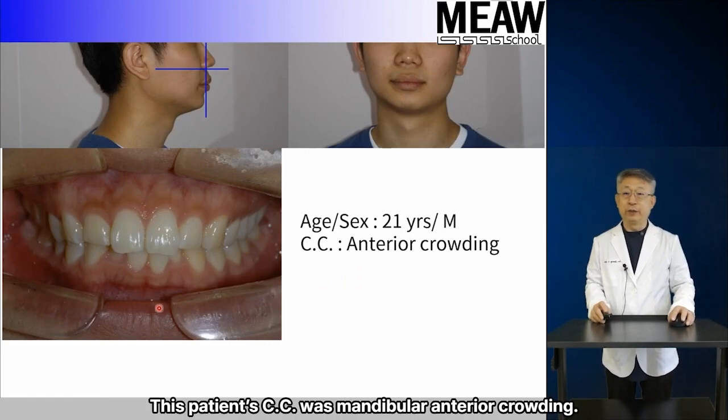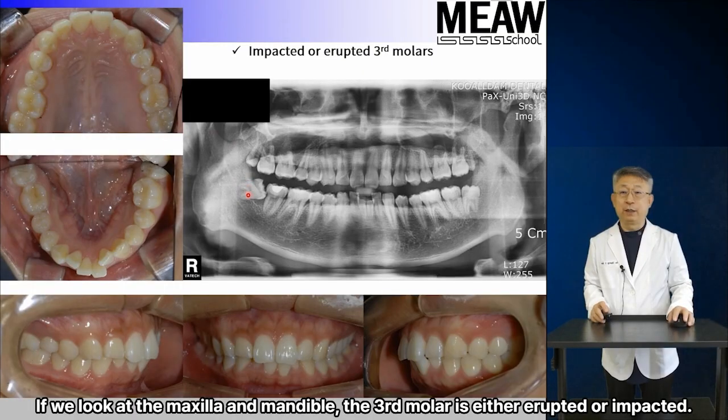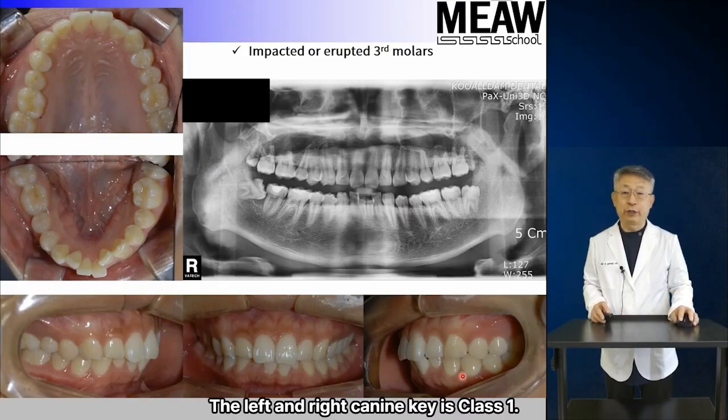This patient's CC was mandibular anterior crowding. The upper and lower lips show slight protrusion, but the face has a round shape. If we look at the maxilla and mandible, the third molar is either erupted or impacted. The left and right canine key is class 1.